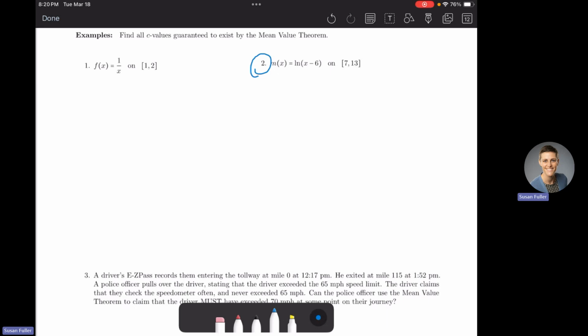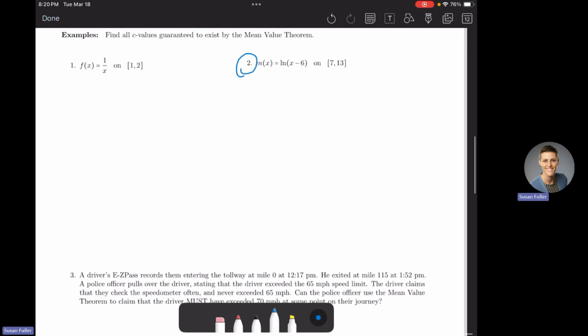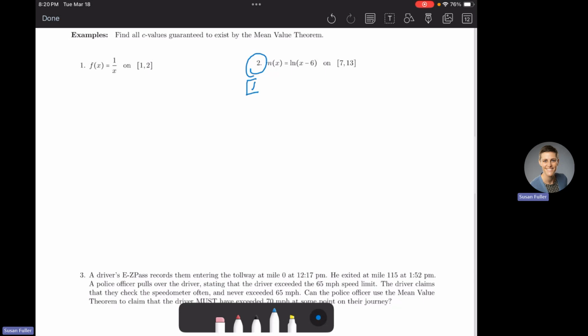So here we go. In order to know whether we can apply the mean value theorem, we have two check boxes. So the first thing that we have to do is check our boxes. First box: is my function, this one is called M, continuous on the closed interval from 7 to 13? To see if something is continuous, we're going to apply our domain rules. We have domain rules for logs, roots, and fractions. Only the log rule applies to this problem. So we're going to apply the log rule.